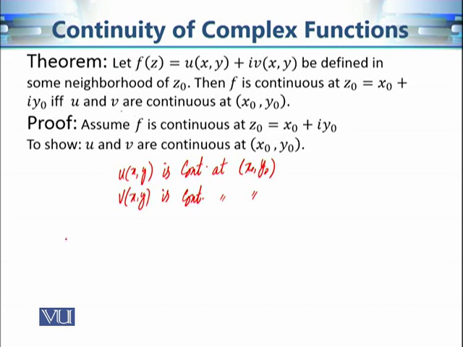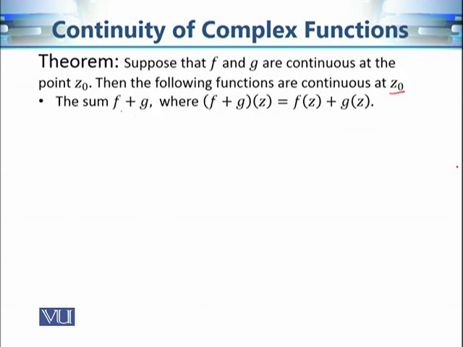And the converse part I am leaving as an exercise. So conversely, I am leaving this as an exercise. So what do we need to prove in the converse part? In the converse part, we will assume that u and v are continuous at x naught y naught, and then we have to prove that function f is continuous at this point z naught. Now let's see some other consequences of the definition of continuity.